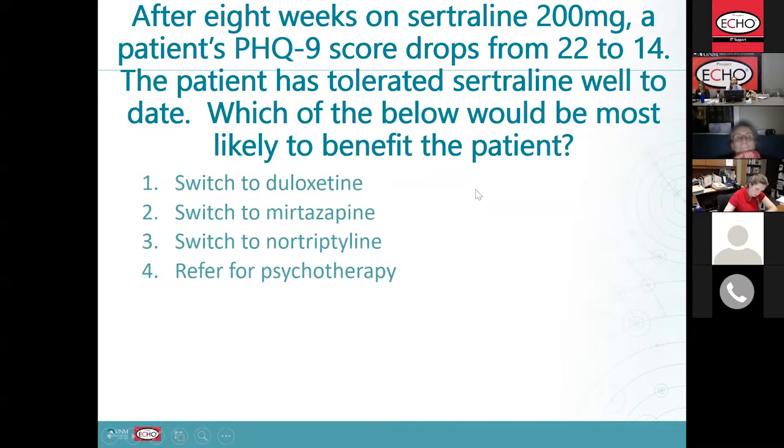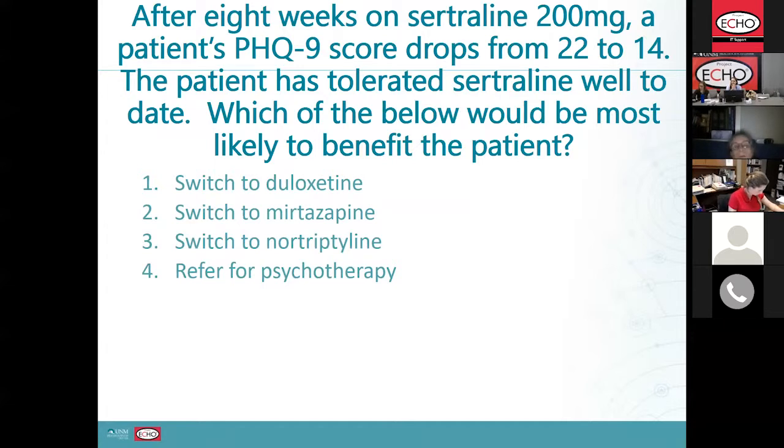All right, next question. After 8 weeks on sertraline 200 milligrams, a patient's PHQ-9 score drops from 22 to 14. The patient has tolerated sertraline well to date. Which of the below would be most likely to benefit the patient? First off, is this a partial response, a non-response, a full response? What do y'all think? Anybody can unmute. Partial response, non-response, full response?